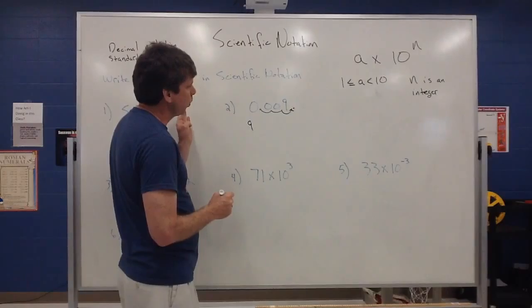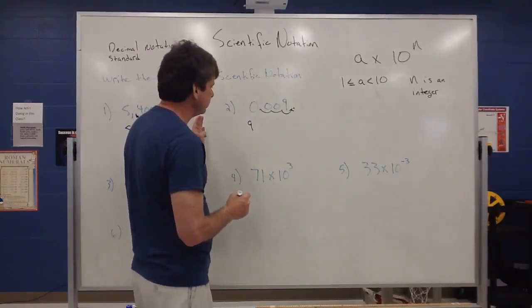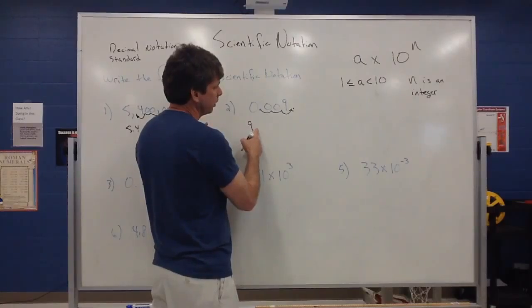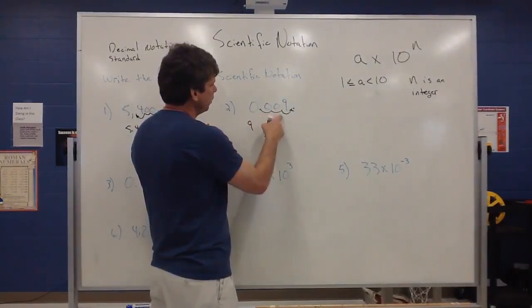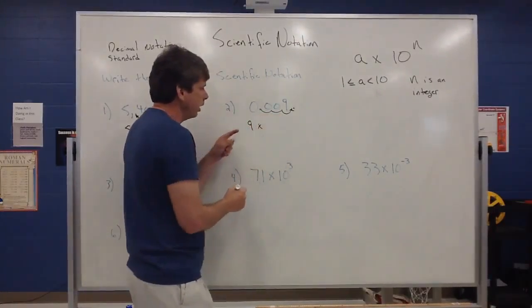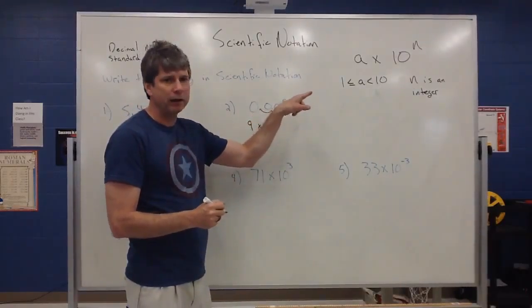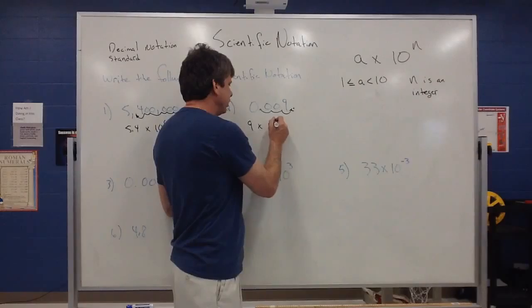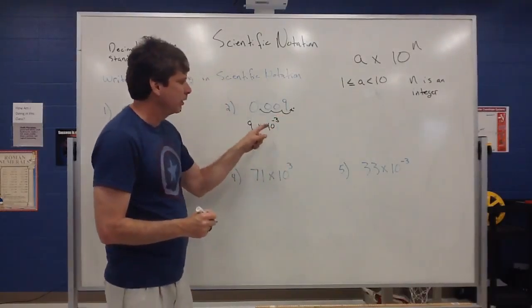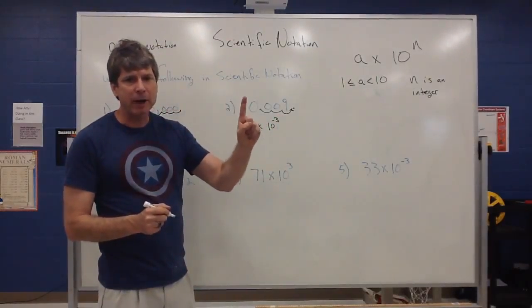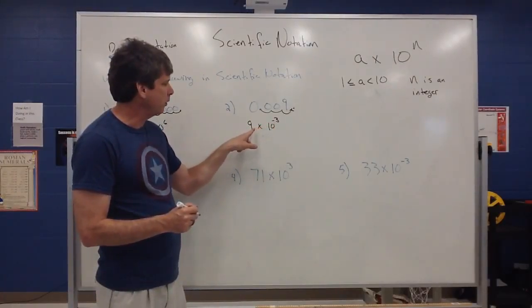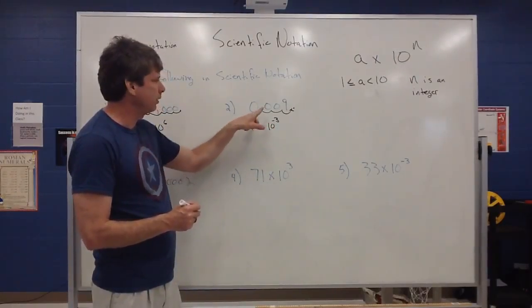Now, what I see from there is how many places did I move the decimal to make a number between 1 and 10? Well, I moved the decimal 1, 2, 3 spots. So notice how when I moved it to the right, I gained 3 spots. So what I got to do is offset that by putting a 10 to the negative 3. That 10 to the negative 3, remember, means you're dividing by 10 3 times. So 9 times 10 to the negative 3, that negative 3 would mean to move this decimal back 3 spots, and that would be the same thing as this.